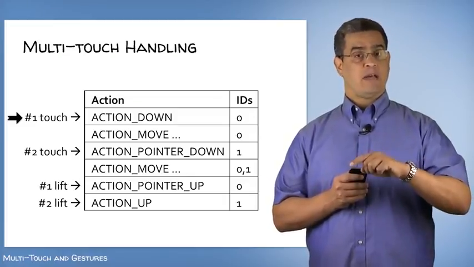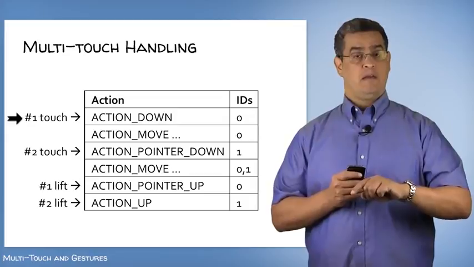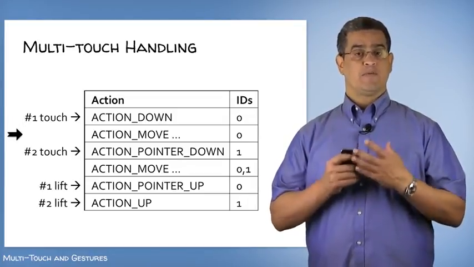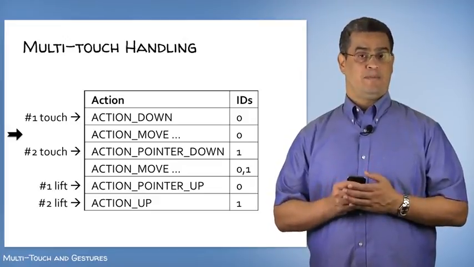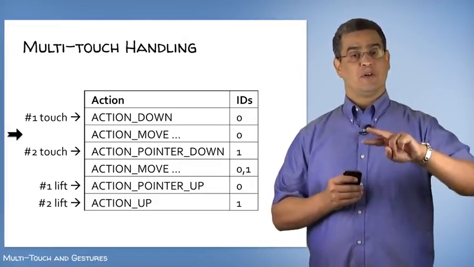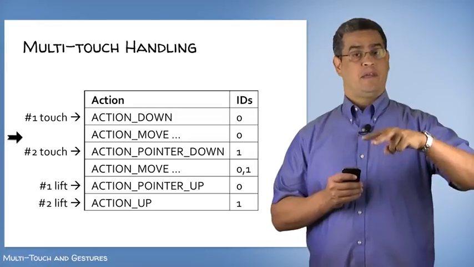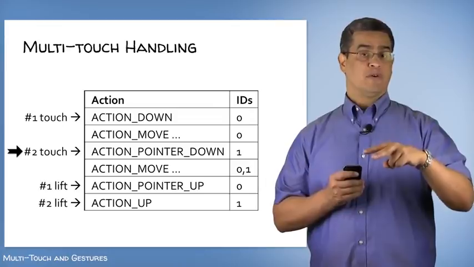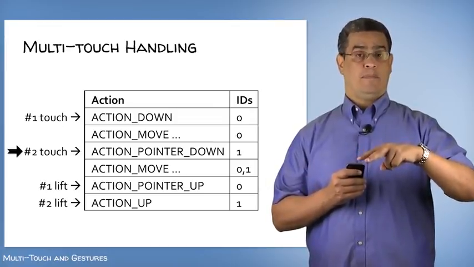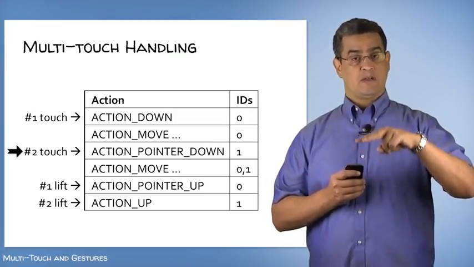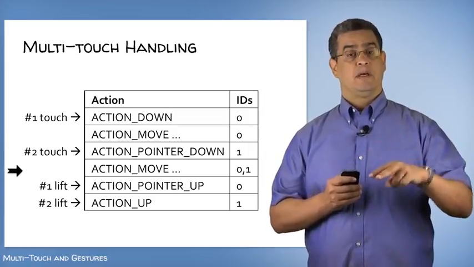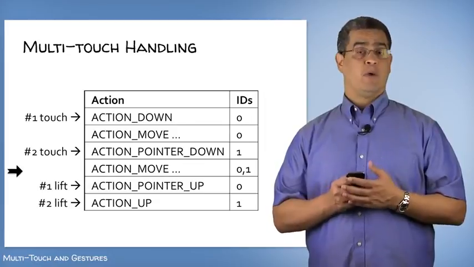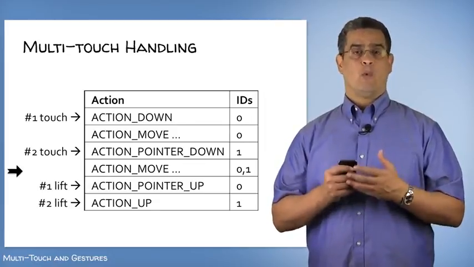If you keep that finger down and move it on the screen, you might get several action move events associated with pointer ID 0. Suppose now that you put a second finger down. In that case, you'll get an action pointer down event, and this new pointer might get an ID of, say, 1. If you keep those fingers down and you move them, you might then get several action move events associated with the pointer IDs 0 and 1.